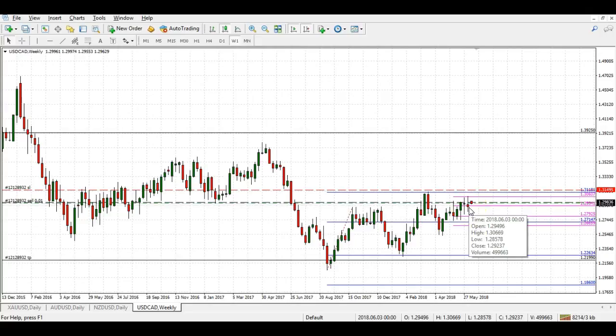The close was 29.23, so 11 pips below our trigger level. So there you go, we got a new one now. Like I said, we're working here with the weekly setup mostly.